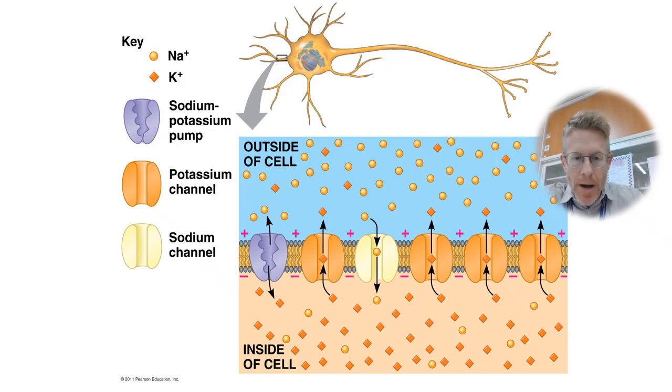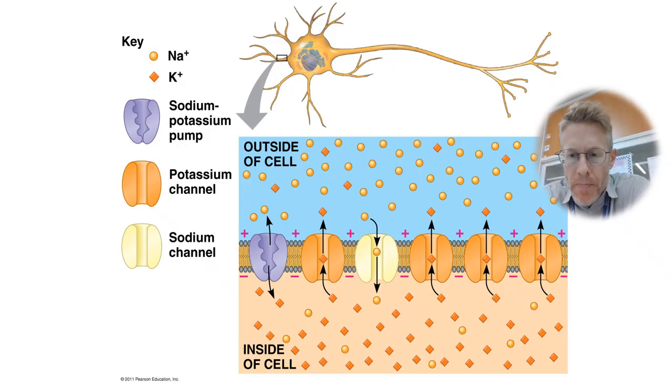So we're pumping out more positive than we're pumping in, right? We're pumping out 3 sodiums for every 2 potassiums in. But then a lot of the potassium that we let in, not all of it, but a lot of it, is able to diffuse out again through these potassium channels, way more than sodium that comes back in. So that further amplifies this resting potential.